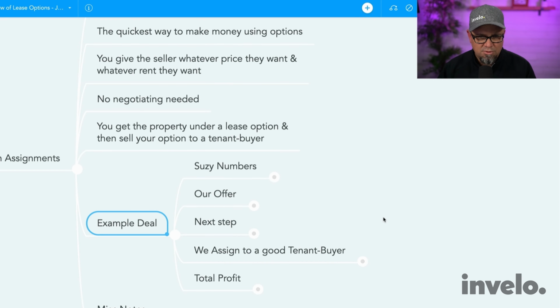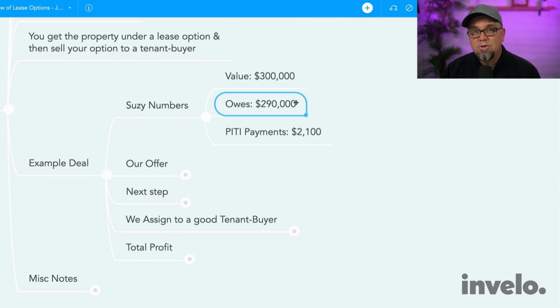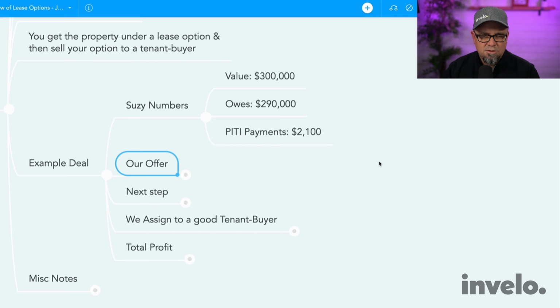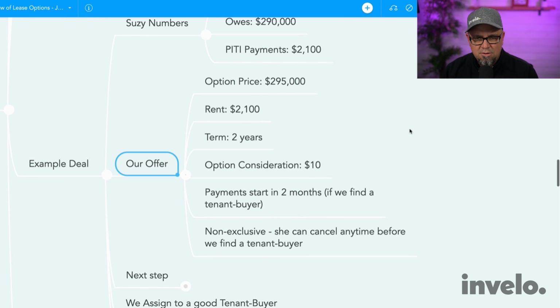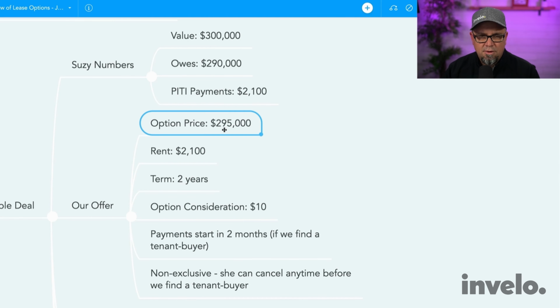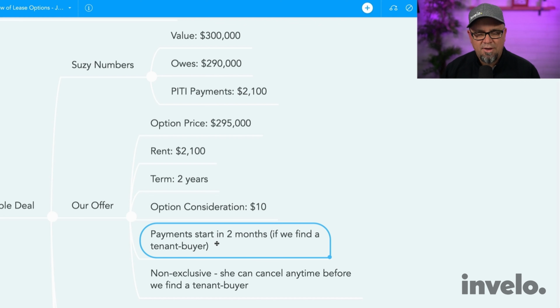Let's look at an example deal. So let's say Susie's numbers is it's worth $300,000, but she owes $290,000, and her payments are $2,100. Remember, it rents for $2,250 or something, right? So our offer to Susie is, we can't stay in the middle of this deal. We'll say, all right, we'll give you an option for $295,000, $2,100 a month in rent for 2 years, $10 option consideration. And our payments start in 2 months if we find a tenant buyer.